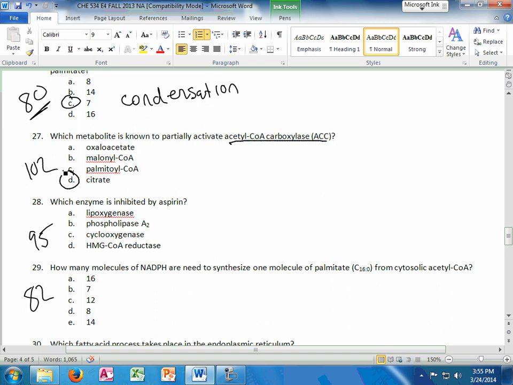Which enzyme is inhibited by aspirin? He brings this up in Biochem 1. It's the cyclooxygenase.